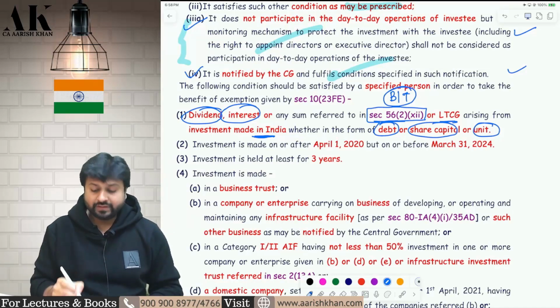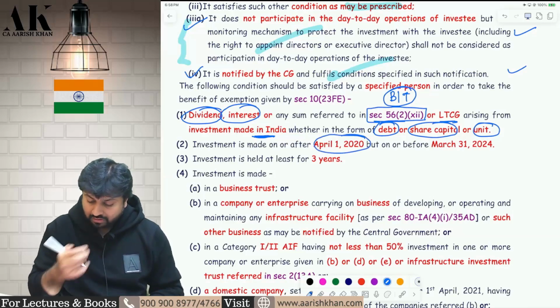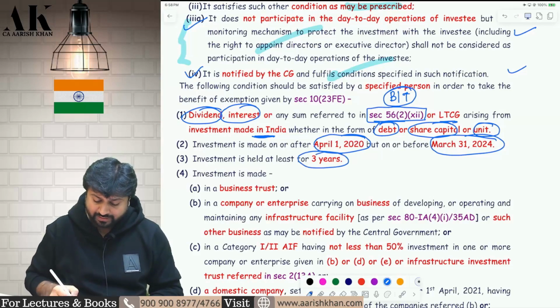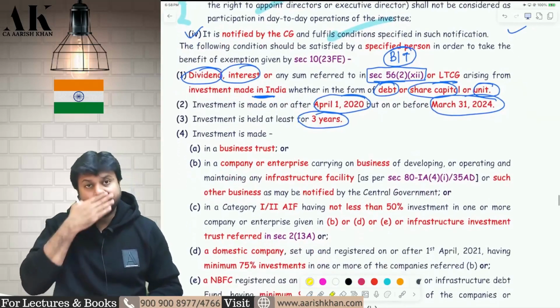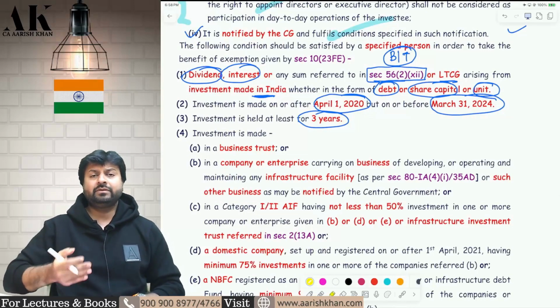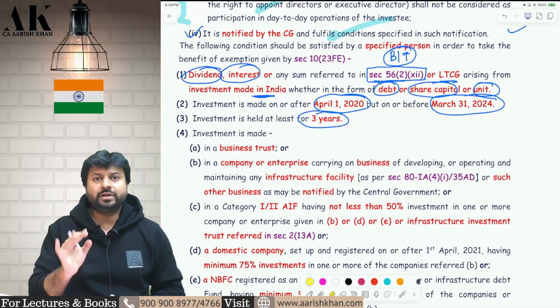Now, the investment also has to be made between April 2020 and March 2024. There is a period given by them. And the investment should be held for a period of how many years? It should be held for a period of 3 years. This is the minimum lock-in that they have to hold. If they sell before that, then it will be liable to tax. I hope it is clear to all of you.